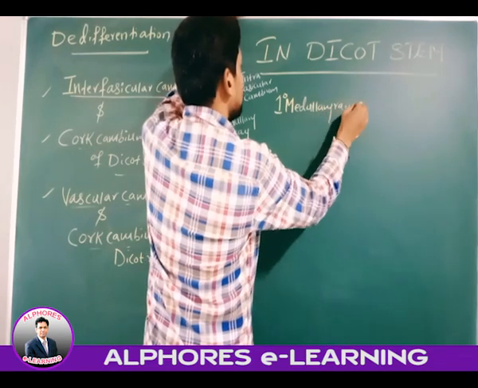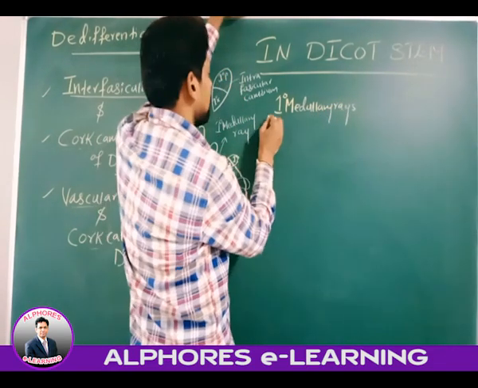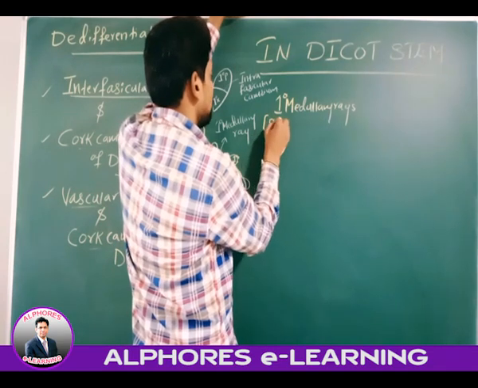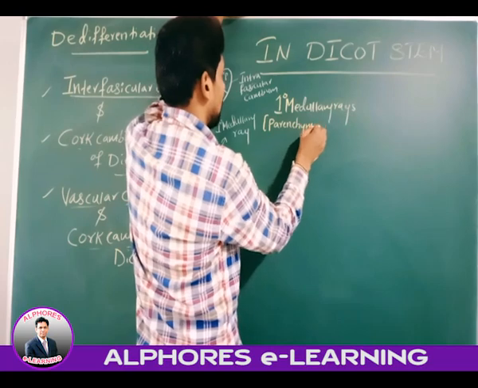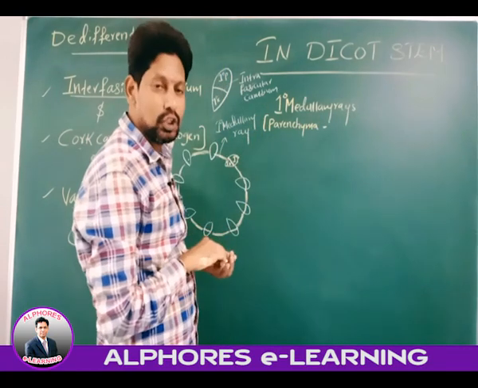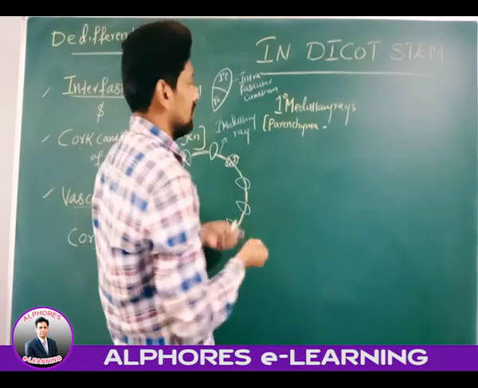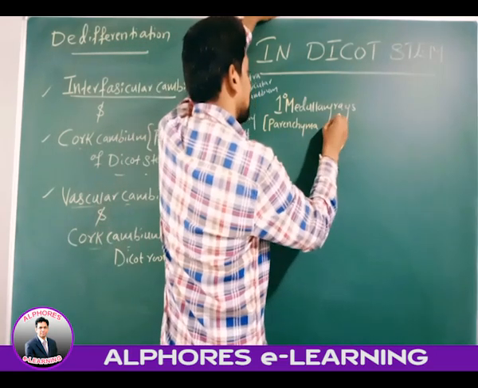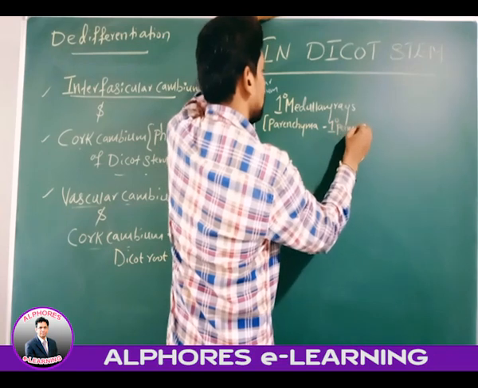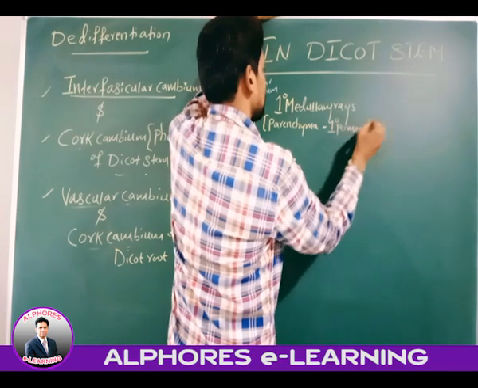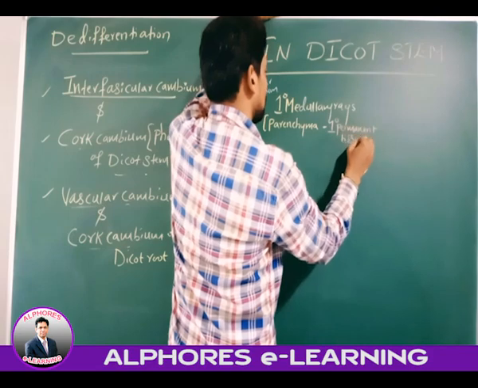Sir, these primary medullary rays are made up of parenchyma. Parenchyma is which tissue? It is a primary permanent tissue.